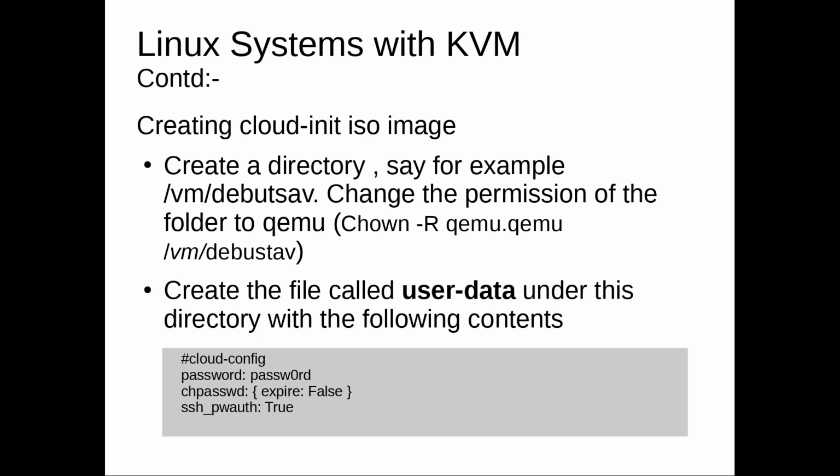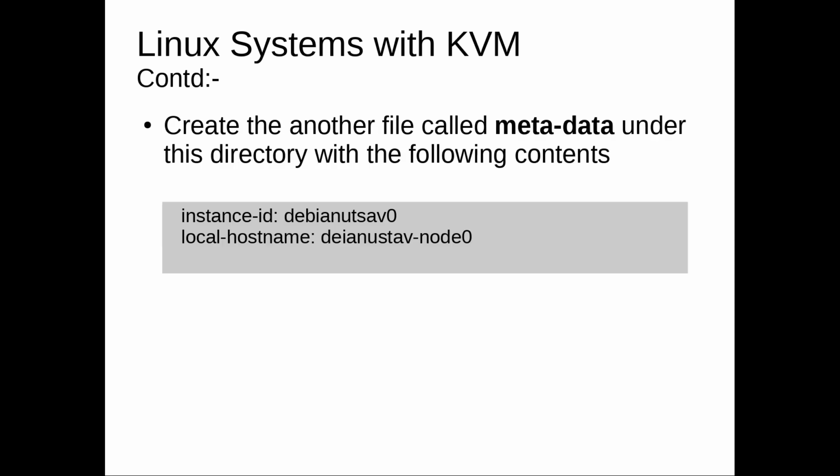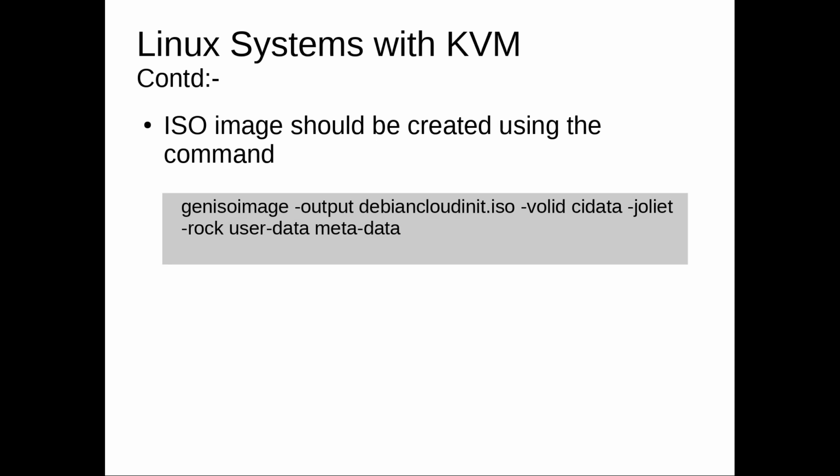So here you could see the first line is where I set the password for the Debian user. You can change the password as needed. Now in this meta-data file, I have set the host name for the Debian virtual machine as debianserv-node0. Now the command that you need to execute for creating the Cloud Init ISO image is genisoimage.